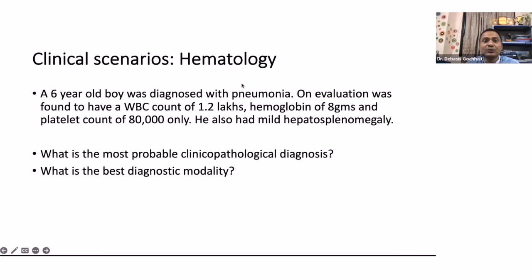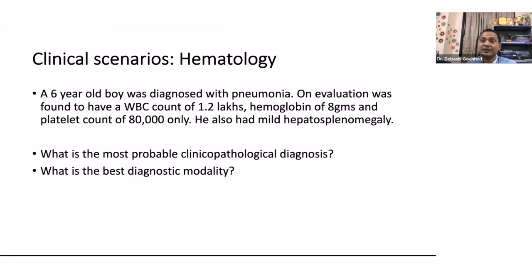Now, suppose I told you WBC count was normal, hemoglobin was 8 gram, platelet was normal. He had mild hepatosplenomegaly. What would have been your possibility here? WBC is normal, platelet is normal, only hemoglobin is reduced. The child has growth retardation, the child has mild hepatosplenomegaly. So what will you think of? You will think of a hemolytic anemia. See how with small change, how it changes.